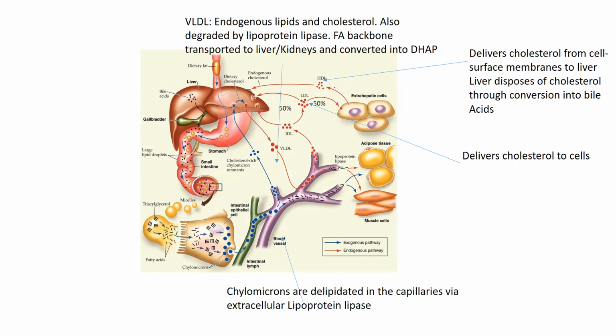And HDL, that is the opposite of LDL. So LDL delivers cholesterol. HDL will take that cholesterol from cells, and they do it right on the cell surface. So any cholesterol that's on the cell surface, HDL can go and pick that up, bring it back to the liver. And at the liver, that can actually get rid of cholesterol by turning them into bile acids, because bile acids are made from cholesterol.